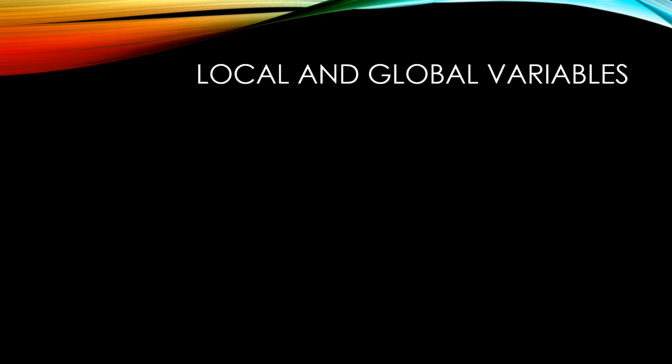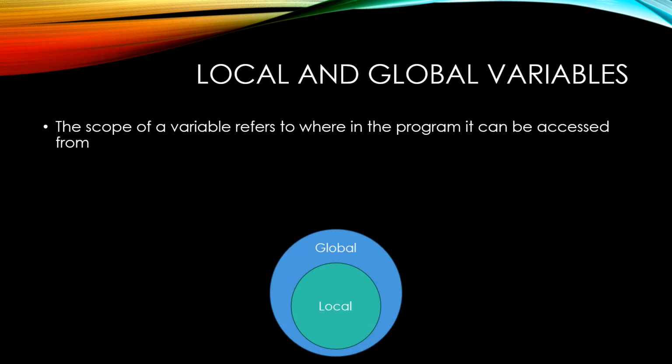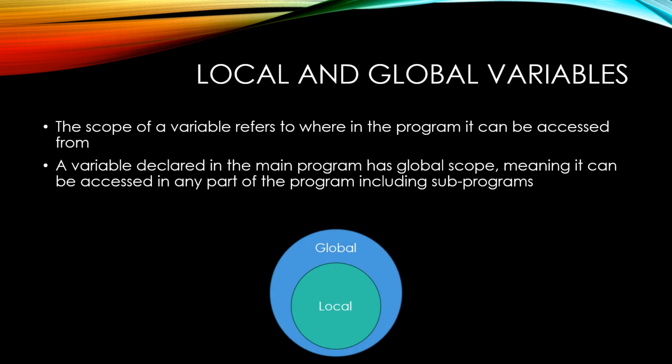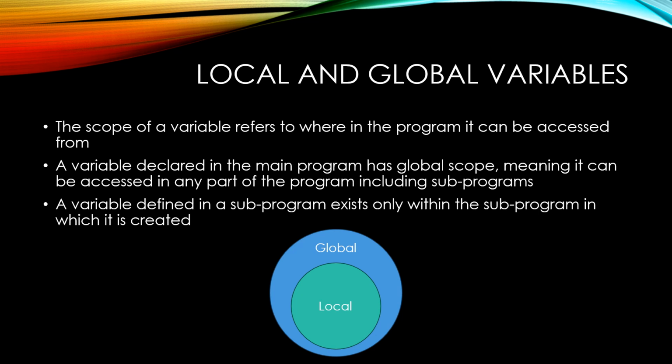The scope of a variable refers to where in the program it can be accessed from. A variable declared in the main program has global scope, meaning it can be accessed in any part of the program, including inside any subprograms. A variable defined in a subprogram exists only within the subprogram in which it is created. It cannot be accessed from outside that subprogram and is destroyed when the subprogram finishes running.